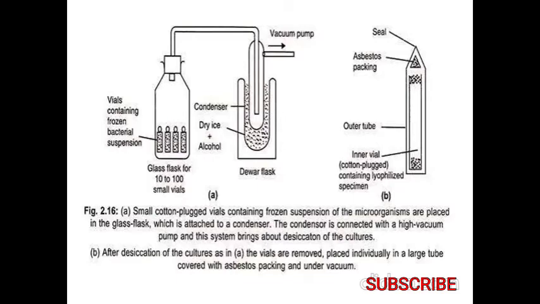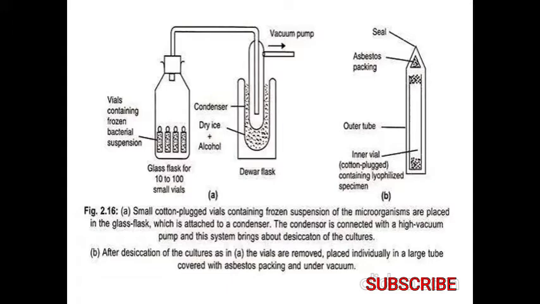See here, this diagram looks like a bottle, which is a glass flask in which we can keep 10 to 100 small vials. These vials contain frozen bacterial suspension. This glass flask is attached to the condenser. That condenser is filled with dry ice plus alcohol and is attached to the vacuum pump. So this is about this structure.